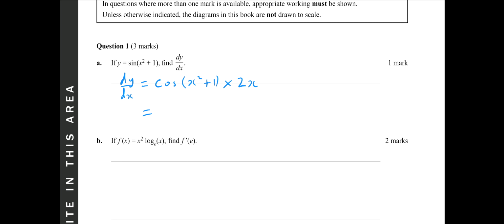Tidying that up, making it look a little bit nicer, the answer is 2x cos of x squared plus 1. And that's all you need for the 1 mark.